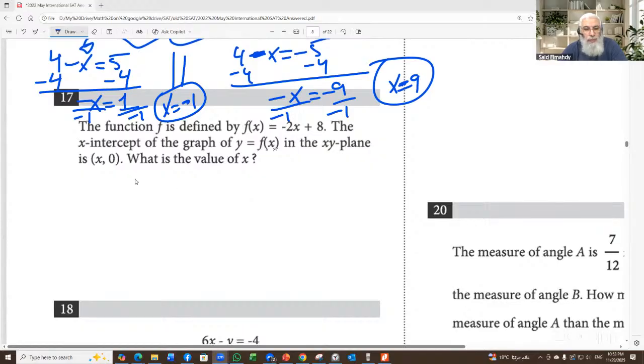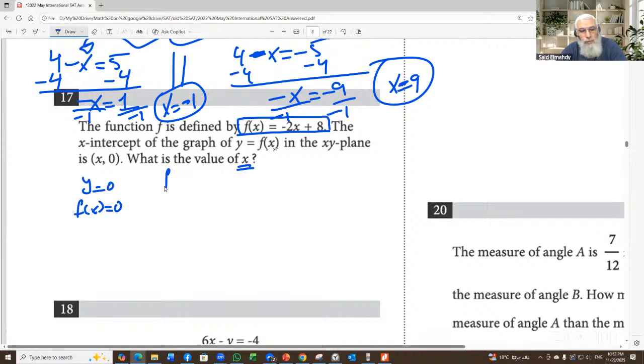The function f is defined by f of x equals negative 2x plus 8. The x-intercept of the graph of y equals f of x in the xy plane is x0. What is the value of x? So we put in this equation f of x equal to 0, or y equal to 0. So f of x equals negative 2x plus 8 is equal to 0. Move 8 to the other side, so negative 2x equals negative 8, divided by negative 2, divided by negative 2. X is equal to positive 4.